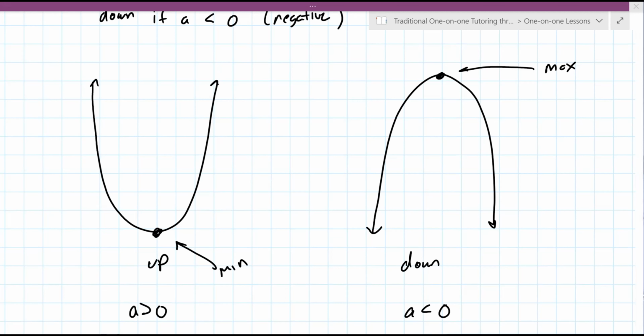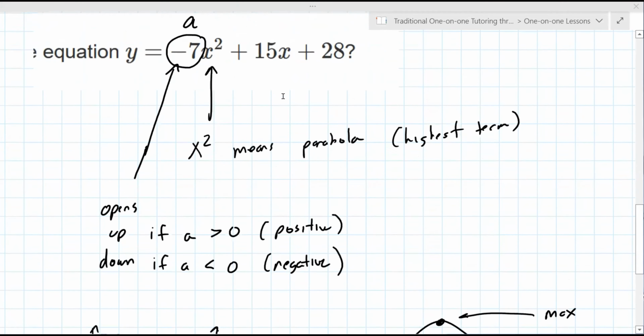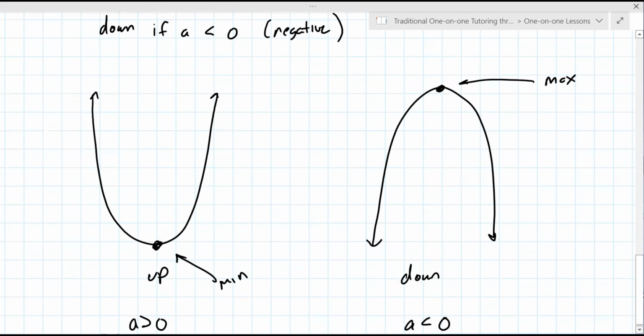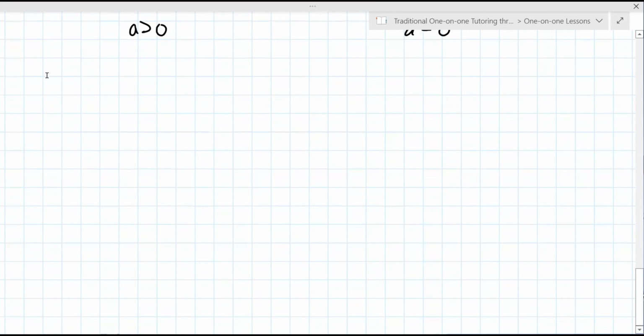You're gonna get a chance to practice here. I'm gonna give you another problem here to look at. And again, notice I didn't mention the size of the number. I don't care if it's 7.7. I only care whether it's positive or negative. Okay.